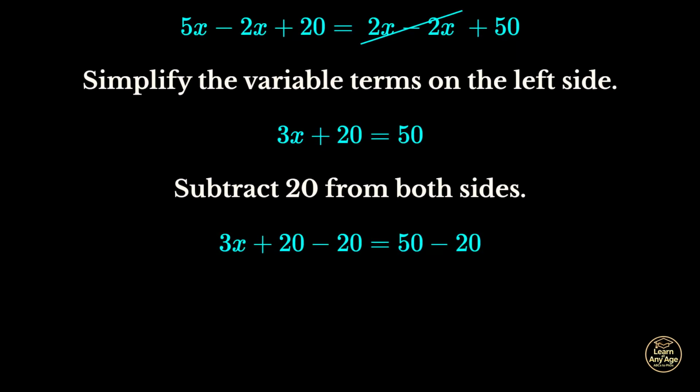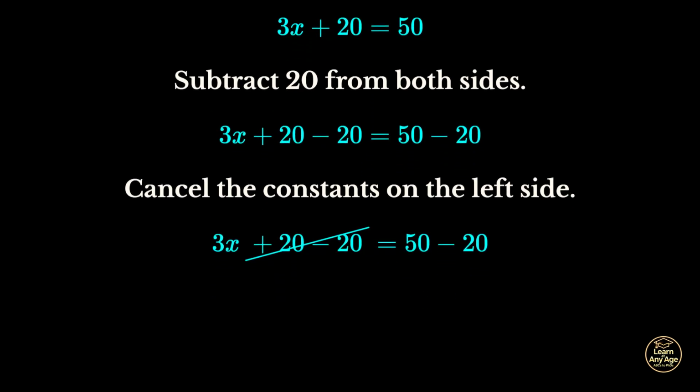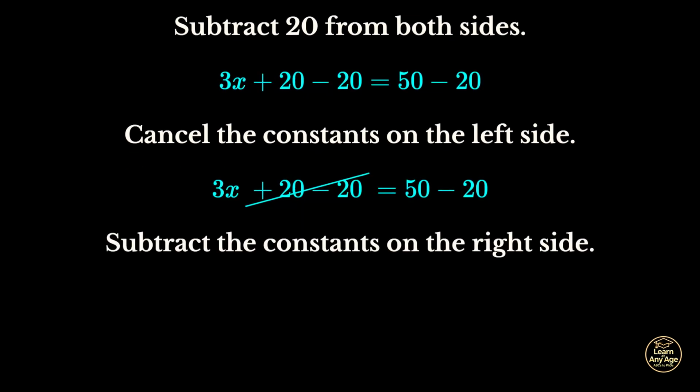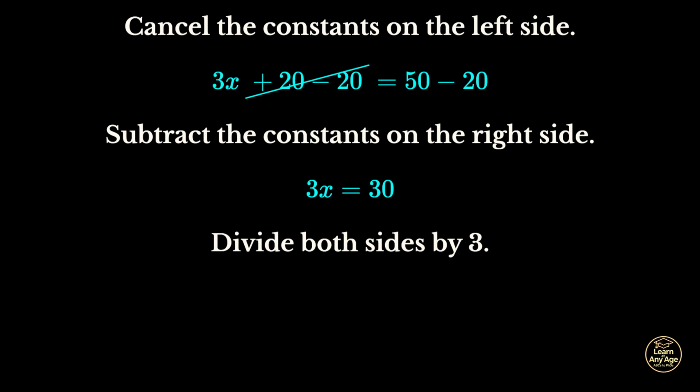3x plus 20 minus 20 equals 50 minus 20. Cancel the constants on the left side. 3x plus 20 minus 20 cancelled out equals 50 minus 20. Subtract the constants on the right side. 3x equals 30. Divide both sides by 3.